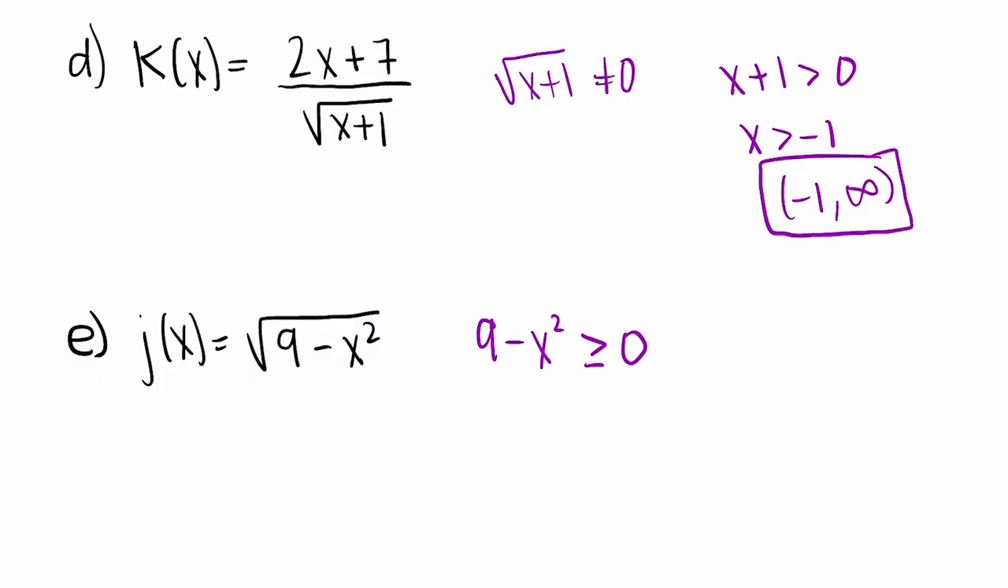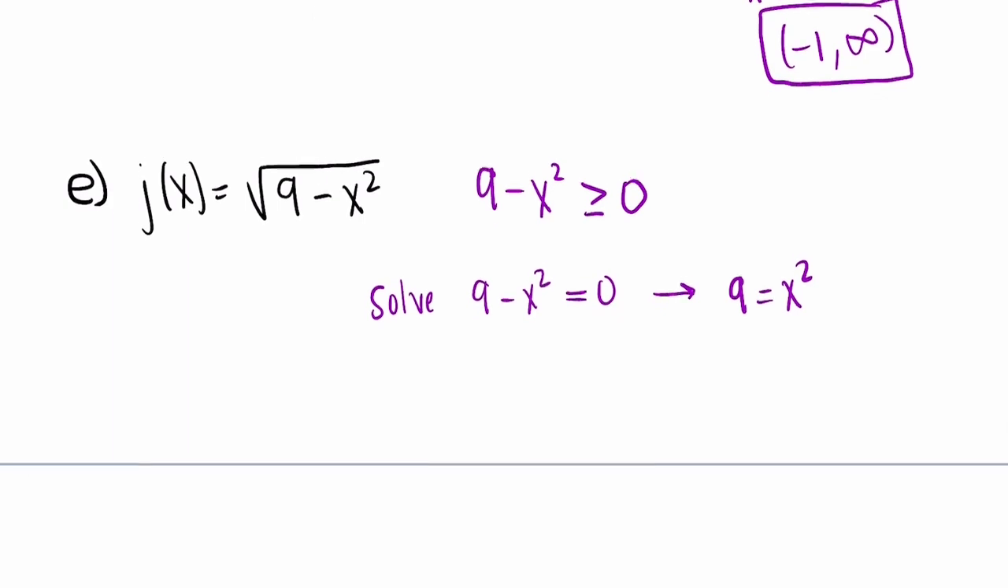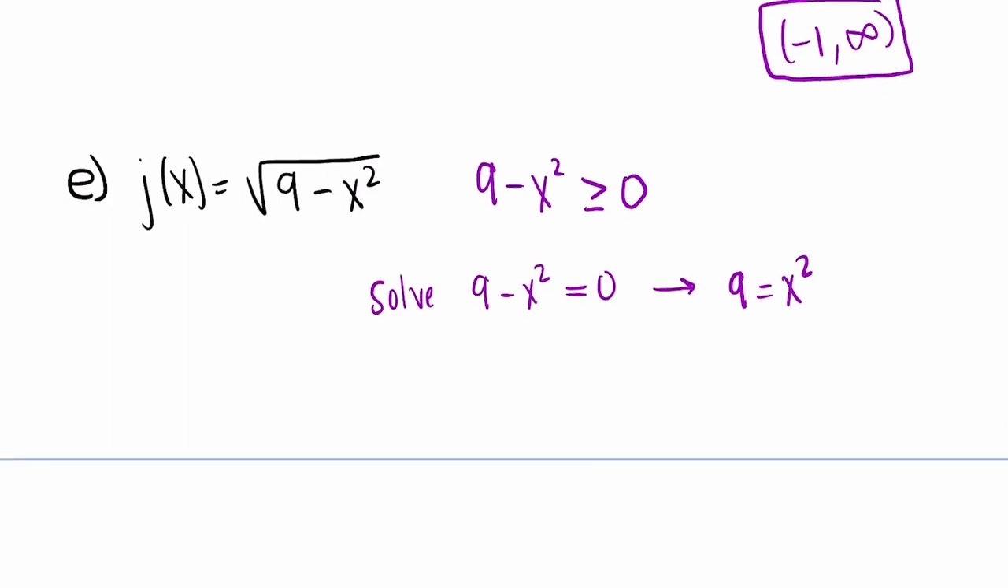So what we're going to do, if there is an inequality that we want to solve and it's not linear, I'm going to solve this as though it's an equation. So we want to solve 9 minus x squared equals 0. That would give me 9 equals x squared. If 9 is equal to x squared, what two numbers can x be equal to? 3 and negative 3. So I have x equals plus or minus 3.